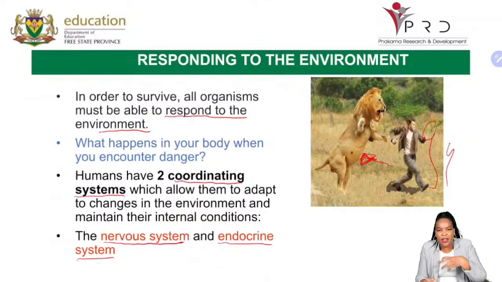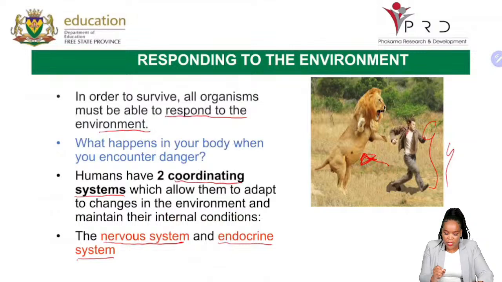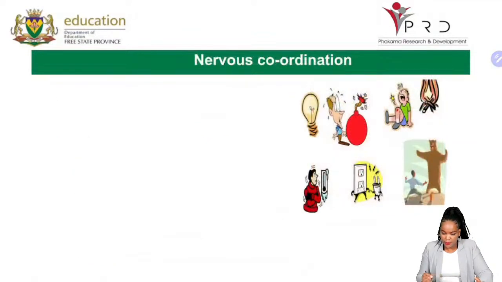There are so many things that can go wrong inside your body, but you need a system that will enable you to respond appropriately to what is happening to you inside or to what is happening to you outside your body. So these two systems, your nervous system and your endocrine system, are very important in assisting you to respond to your environment. However, for today, our main focus is on the nervous system. Right, moving on.